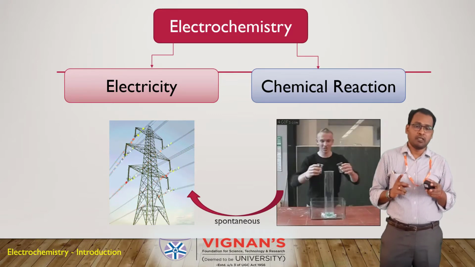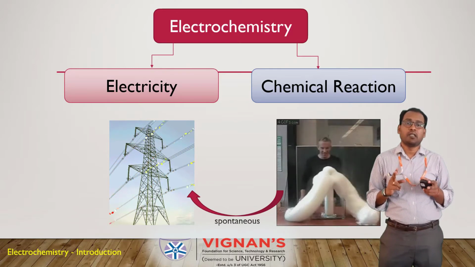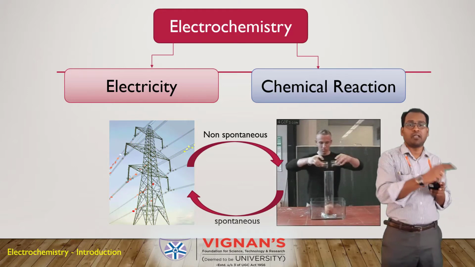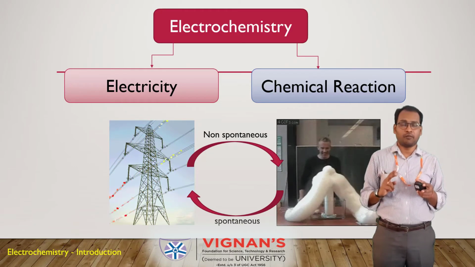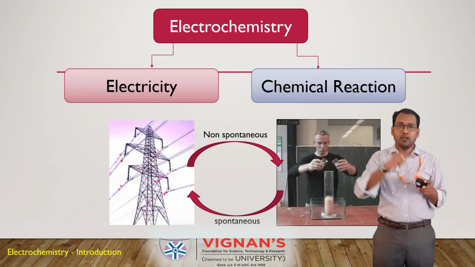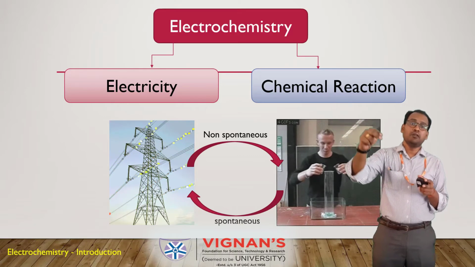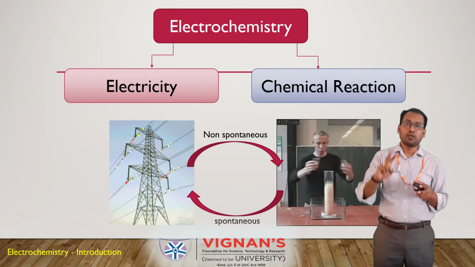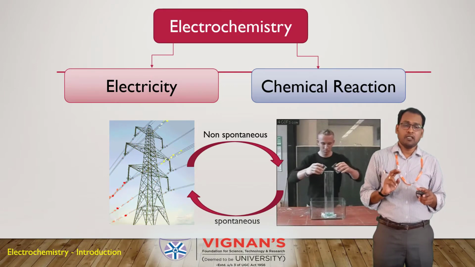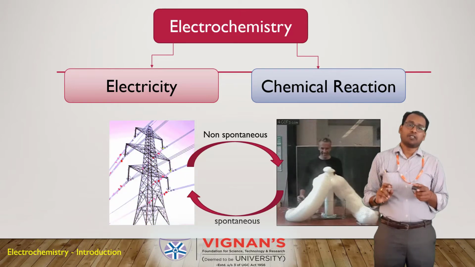That is one possibility, and this is very much spontaneous, right? And the second possibility is the electric current can be used to do some chemical reactions, right? So this is the second possibility. The first possibility is chemical reactions can be done to generate electricity, and electricity can be used to do some chemical reactions. So these two possibilities are there in this electrochemistry, right? So these two play a major role all over the subject.